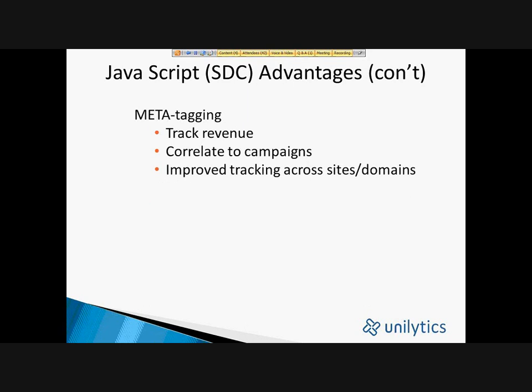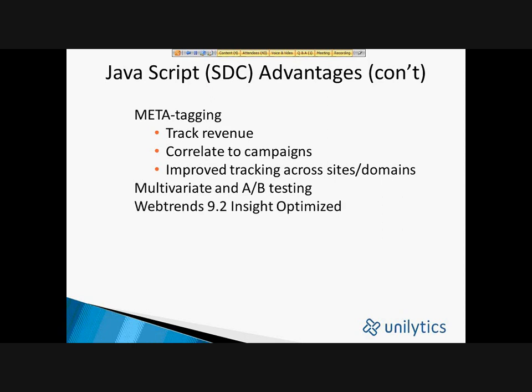You also have the ability to set meta tag information, so you can track a lot of information that you can't do in a traditional IIS log file. So you can track revenue, you can correlate your campaigns, and you can track things across domains. You can also start doing sophisticated multivariate testing and A/B testing. And Webtrends 9.2 has a really nice new user interface called Insight, and that's optimized by using the SDC.